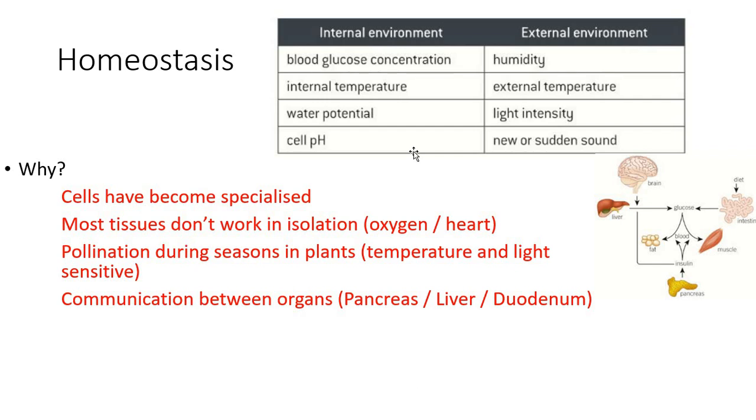Plants themselves will need to be able to have some kind of communication. We've looked previously at communication regarding pathogens, but pollination is another example. The temperature and the light of the surroundings in the different seasons will need to be detected by the plant and then cause pollination at particular times. And then finally, we need to communicate between organs. Another example you should be familiar with is blood glucose concentration. We've got the pancreas, the liver and the duodenum, that's the beginning bit of the small intestine. They all work together to control that glucose concentration.